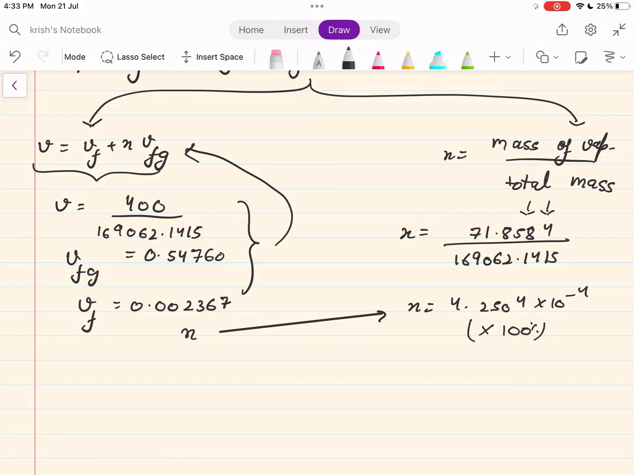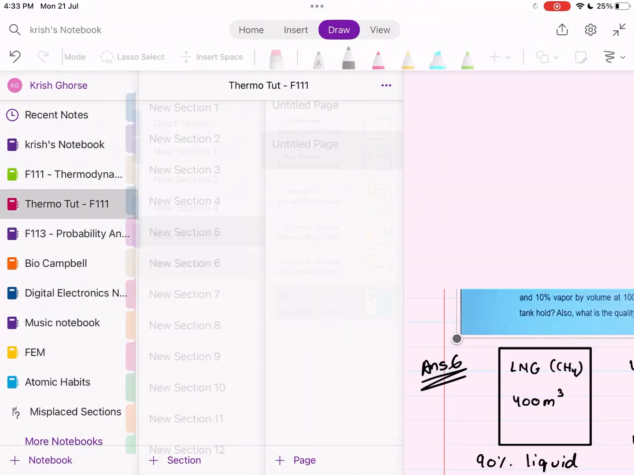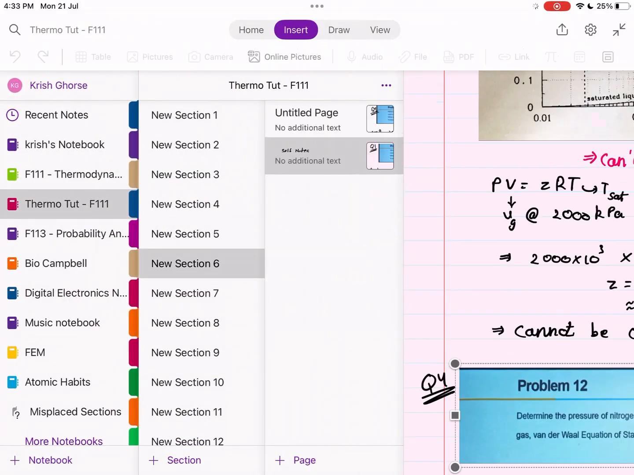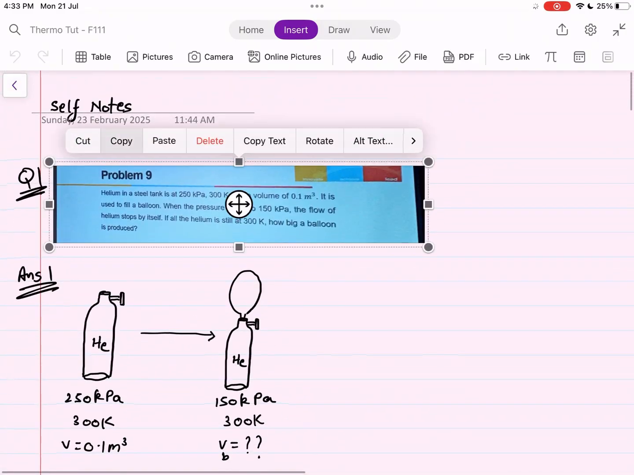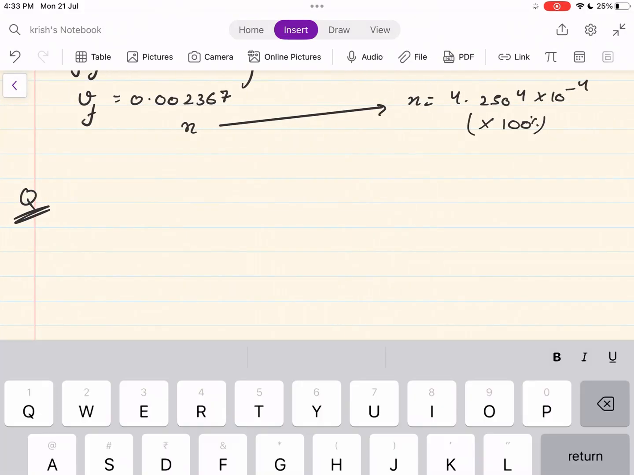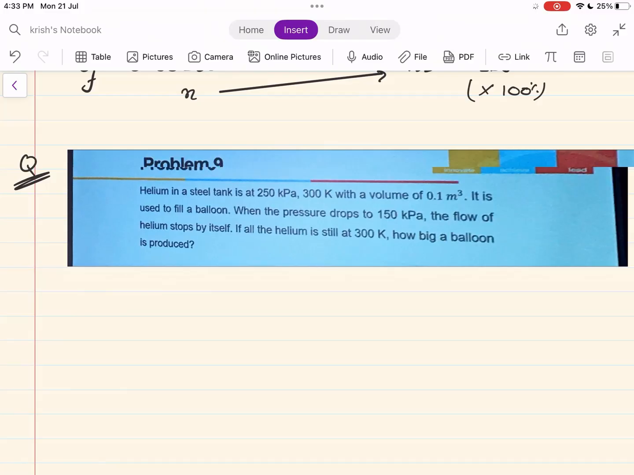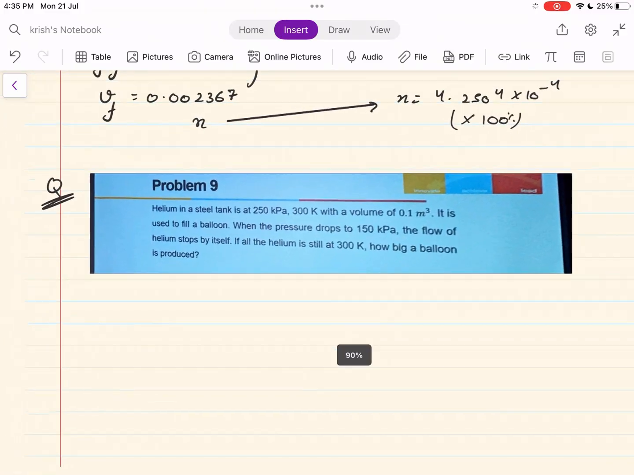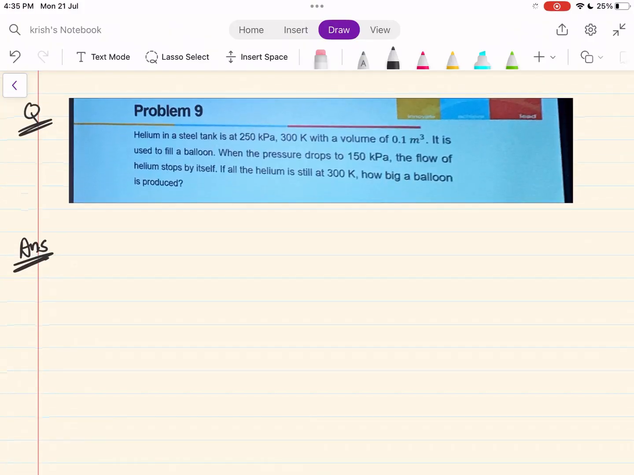Now, moving on to the next question. Let us read this question.